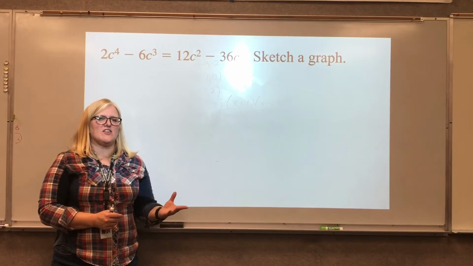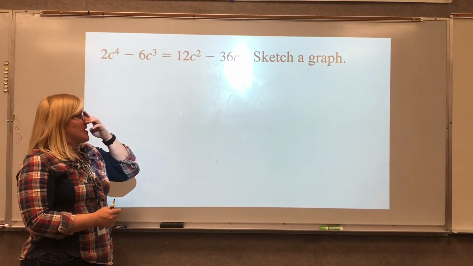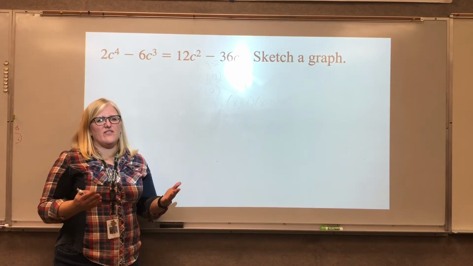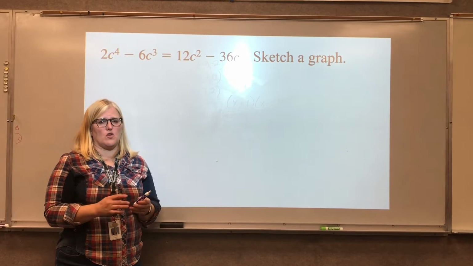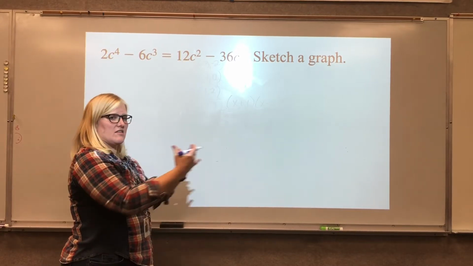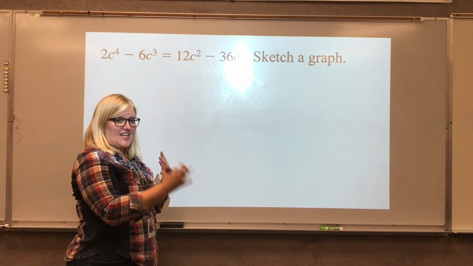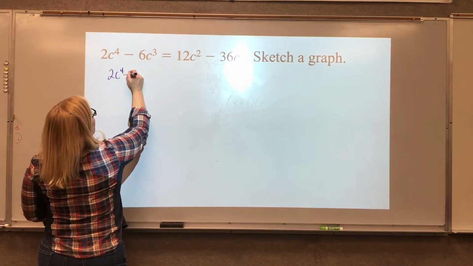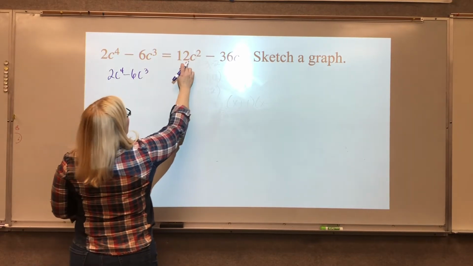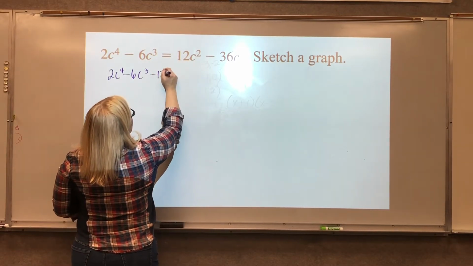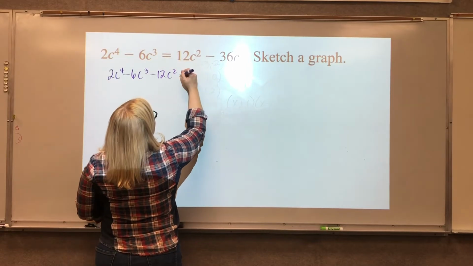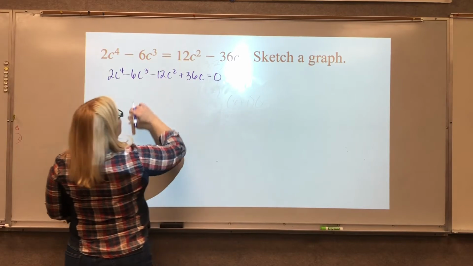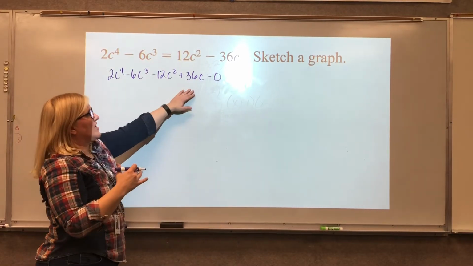So the first thing that I notice in this problem is that I don't have anything equal to 0. So really, that's the very first thing that you need to do when you see a polynomial, is make sure that the polynomial is all on one side and it equals 0. So I'm going to rewrite this: 2c to the 4th minus 6c to the 3rd. I'm going to subtract 12c squared and then add 36c to both sides. And so now I have everything over here.